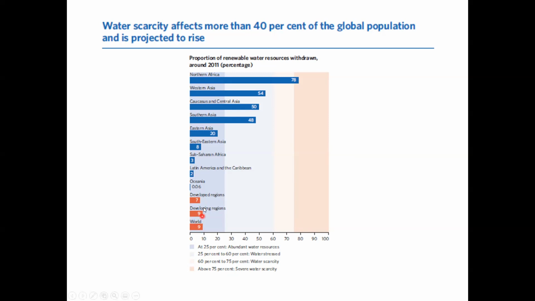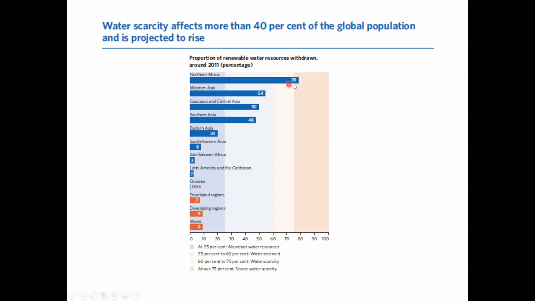So in most regions, this isn't much of a problem yet. The world, developing and developed regions, overall, it's not a problem. And then we look at Oceania, really not a problem. Latin America, Sub-Saharan Africa, all within abundant water resources. Southeastern Asia, even Eastern Asia, still within abundant, starting to push out. South Asia and Caucasus and Central Asia and Western Asia are pushing at the water stressed. Western Asia getting pretty close to water scarcity.